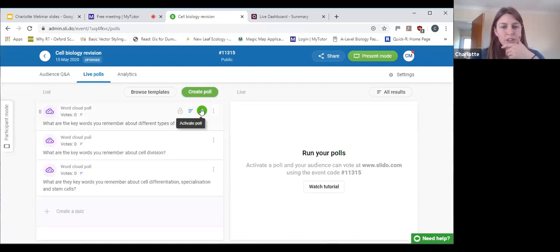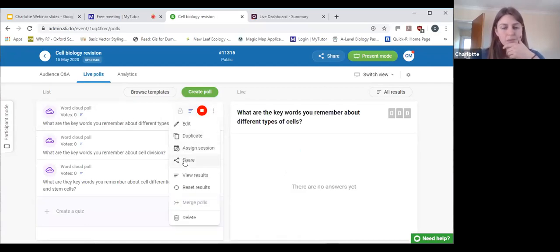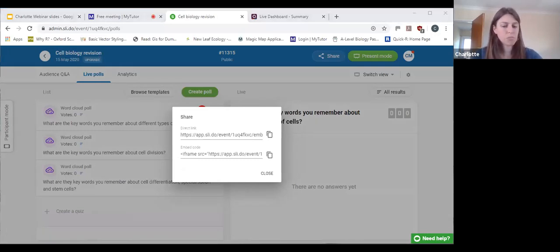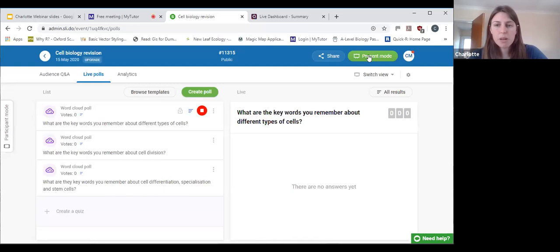Okay, so the first one, I'm going to put a link in the chat again. You want to pop this into your computer, that link there, you can see. And that'll bring up the Slido screen, and it'll bring up a question, which is, what are the key words that you remember about different types of cell? You can see that on your screens. So pop an answer to that question.